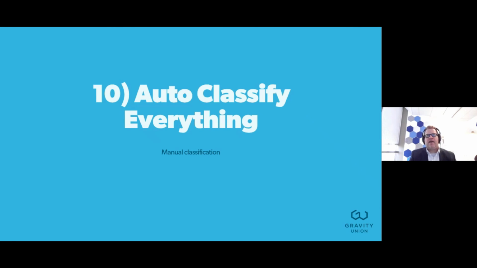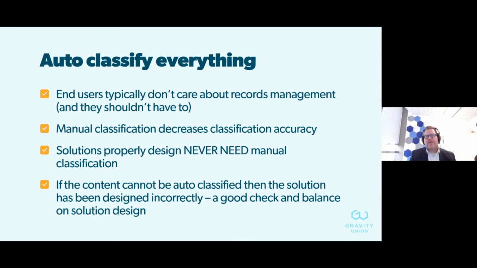Certainly auto-classify everything, with manual classification as needed. Typically, end users don't really care about records management. So as much as we can, we don't want to have the burden of end users having to manually classify stuff. And even when they do, they typically get it wrong. That was the whole notion of creating a big box file plan.